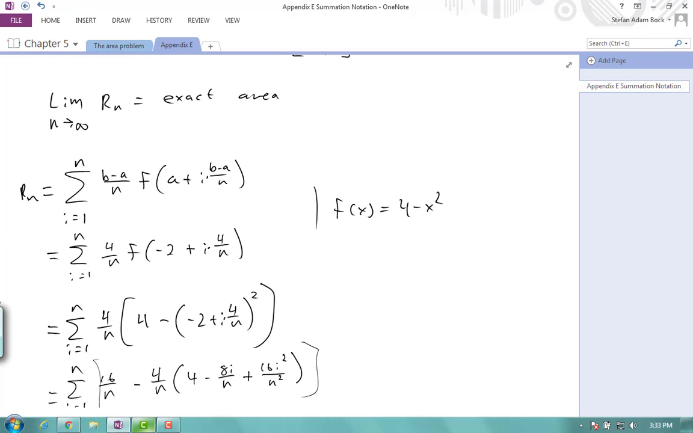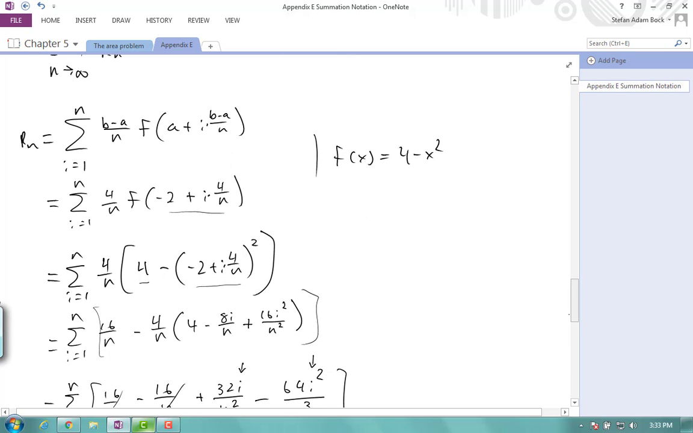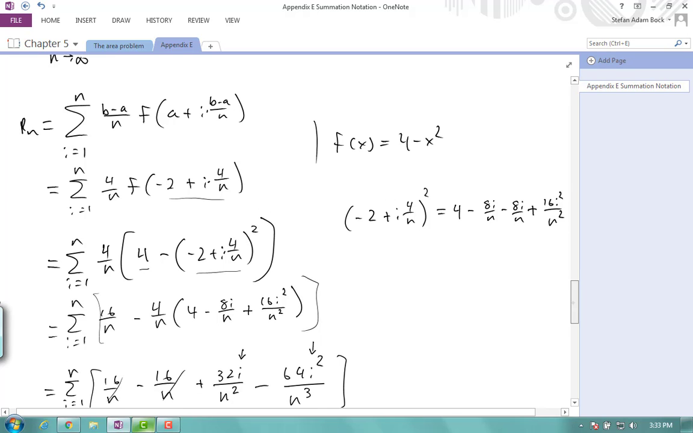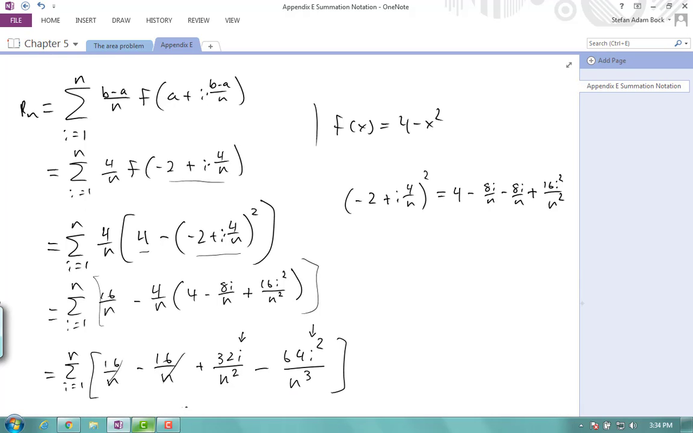Let's start up here. My function is 4 minus x squared. This is my input. When I square that, negative 2 plus i times 4 over n, I should have 4 minus 8i over n minus 8i over n. There should be 2 of those. Plus 16i squared over n squared. You have to be very careful with these problems because there are plenty of places to make a little numerical mistake. So this, instead of an 8, should have been a 16.